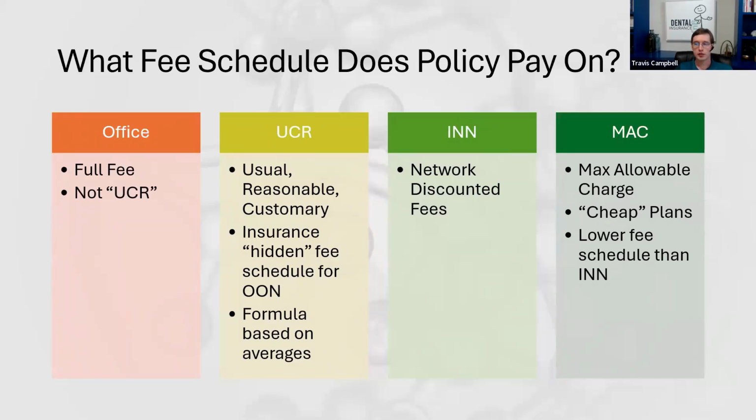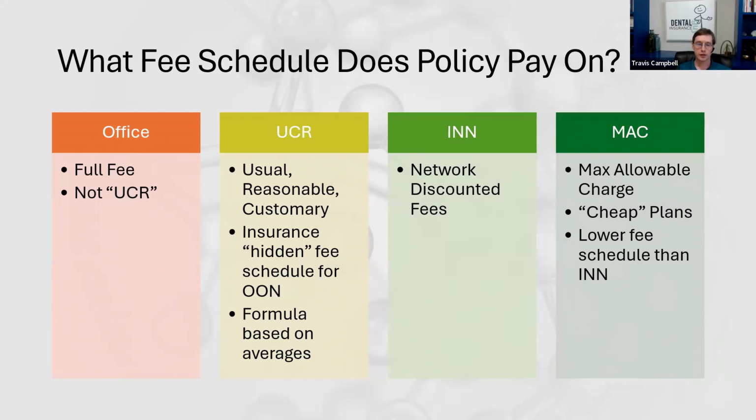Next is what fee schedule does the policy pay on? Now, of course, a lot of people don't tend to remember that this is an important thing to look at, and they tend to misunderstand what the terms mean. So let's look at the terms first. You've got office fee, which can also be called full fee. Unfortunately, the term UCR is often put under this category, but office fee and full fee is not UCR. UCR is not an office term, it's an insurance term. So you've got your office and full fee. That's what you know always. That's the fees you set.